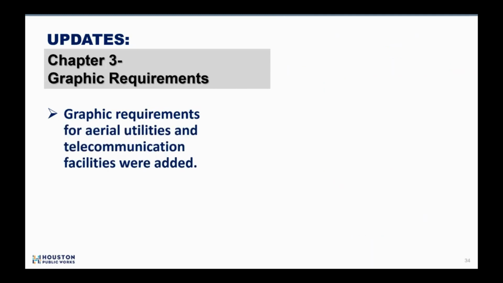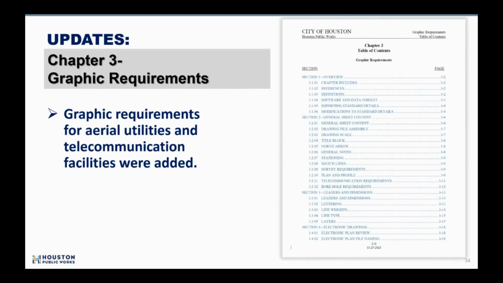In Chapter 3 for graphic requirements, due to changes and the new requirements which were added to the telecommunication facility in Chapter 16, graphic requirements for telecommunication facility were added to Section 2 of this chapter. Also, graphic requirements for aerial utility were added to aid contractors to identify owners of the utilities.